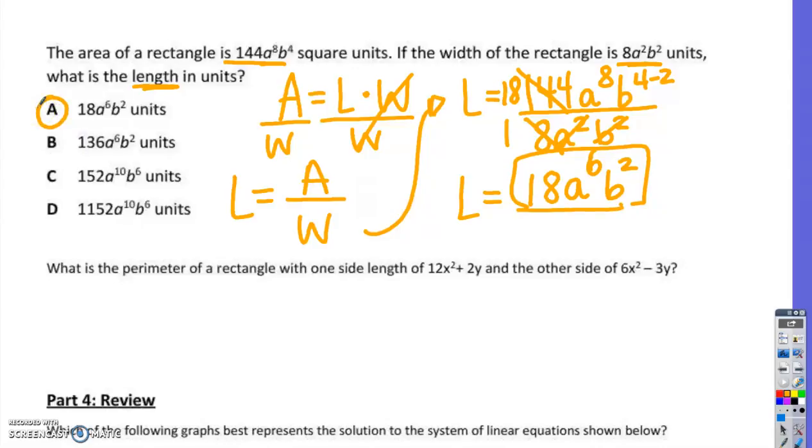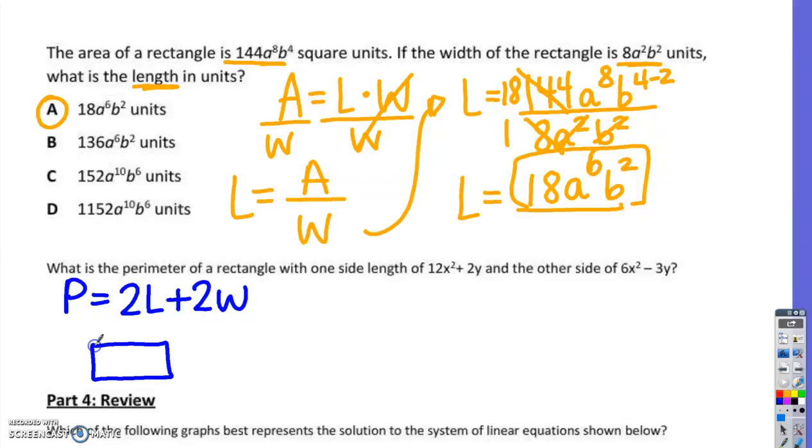And then down here, what is the perimeter of a rectangle? Perimeter of a rectangle. So remember, hopefully you know perimeter. What's the formula? Perimeter equals 2 times the length plus 2 times the width. So it's looking like this might be a little bit of multiplication and addition. Draw your picture if you need to. One of our side lengths is 12x squared plus 2y. And the other side is 6x squared minus 3y. Remember, the reason why it's 2 length plus 2 width is because there's 2 of these sides. There's 1, 2 of those, and then 1, 2 of those.